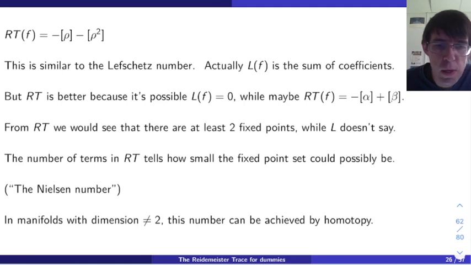In manifolds, this is just a little Nielsen theory fact. If your domain is a manifold that does not have dimension 2, then this number, the Nielsen number, can be achieved by homotopy. What that means is when you see only 2 terms in the Reidemeister trace, it really is possible to change your function to have exactly 2 fixed points. That's what I mean by the number can be achieved by homotopy. There are weird examples that show that's not always possible in dimension 2. But in all other dimensions, 1 and also everything higher than 2, it is possible.